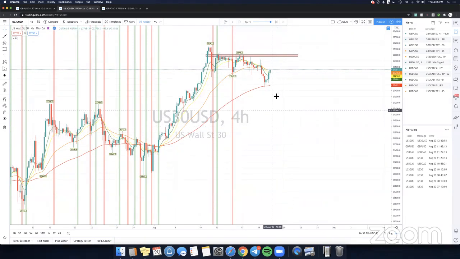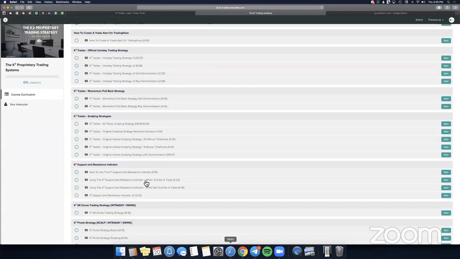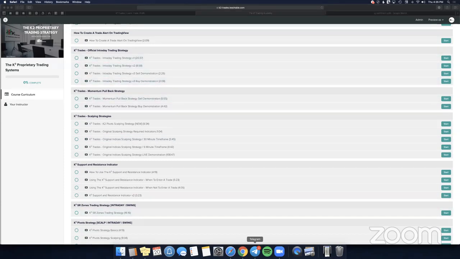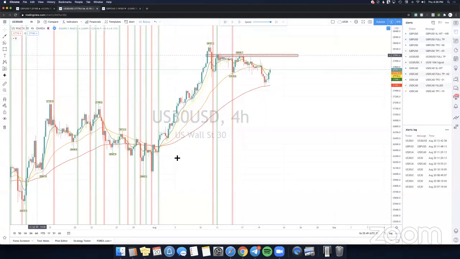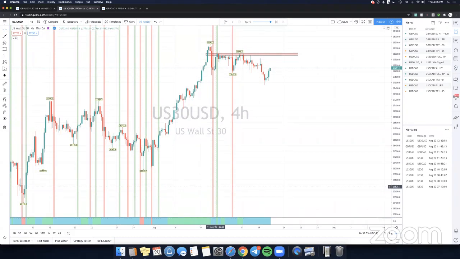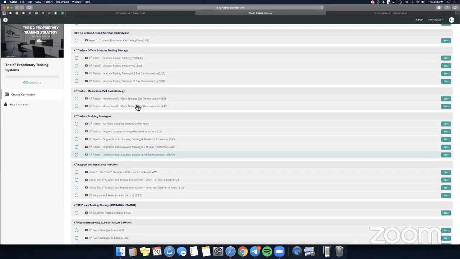But yeah, going back to the strategy. For the pivot strategy, you're going to use the K2 pivots indicator and the K2 momentum indicator. That's it, just those two. And then for the other scalping strategies, it's going to be similar to the momentum pullback and the intraday strategy. So you just go back to the indicators before that. You just take off the pivots indicator, and it's just going to be the momentum indicator and the trend meter down here.